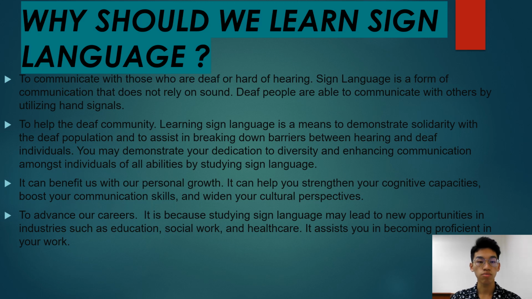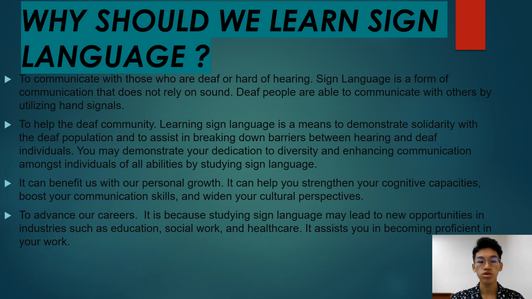Next, we can use it to help the deaf community. Learning sign language is a means to demonstrate solidarity with the deaf population and to assist in breaking down barriers between hearing and deaf individuals. You may also demonstrate your dedication to diversity and enhancing communication amongst individuals of all abilities by studying sign language.